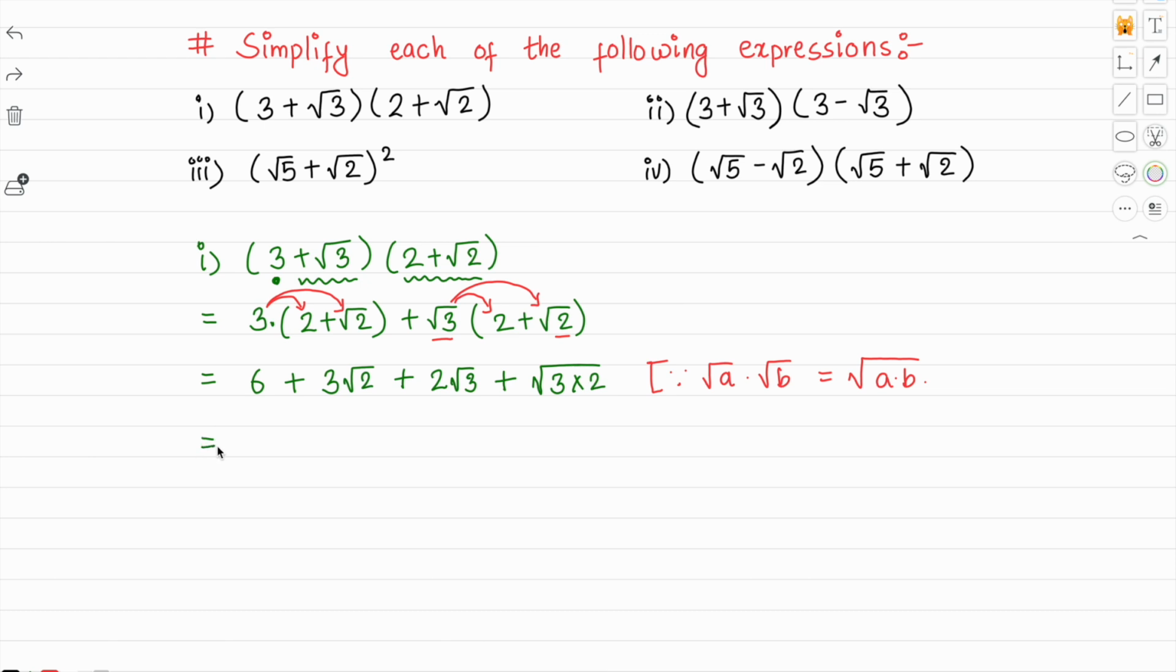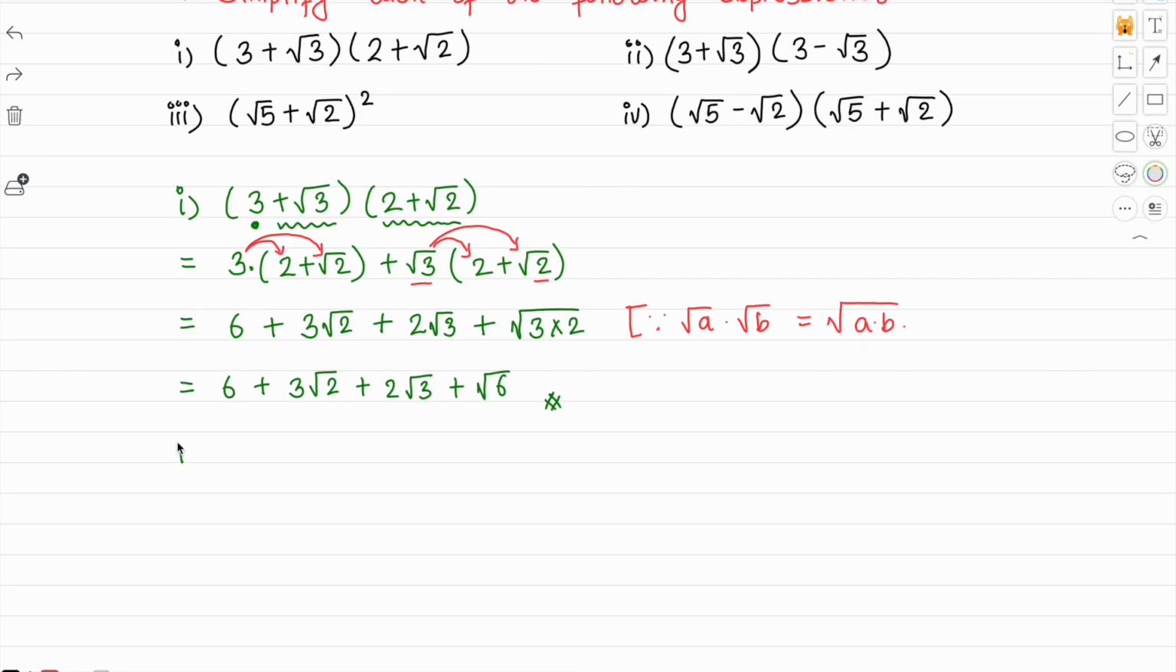Now we have our 6, right? We can just write that as it is, plus we have 3 root 2 plus 2 root 3, and then we have our root 3 times root 2 is root 6, and that's it. That's our answer. Now let's do question number 2, the second question.